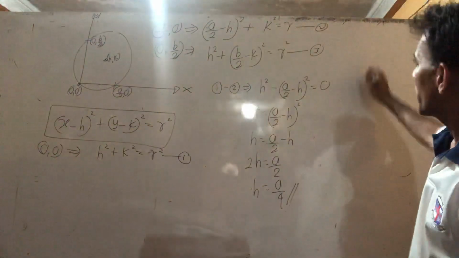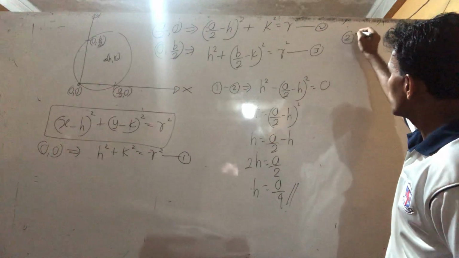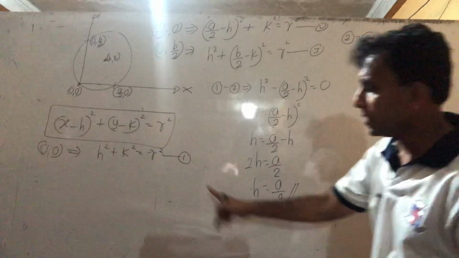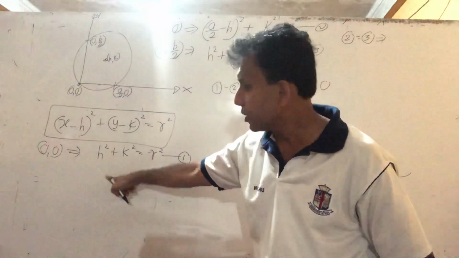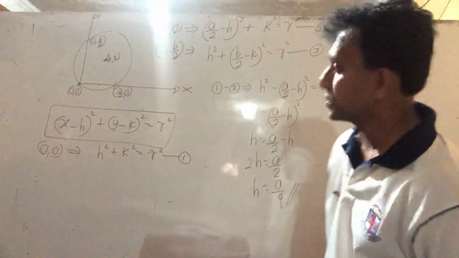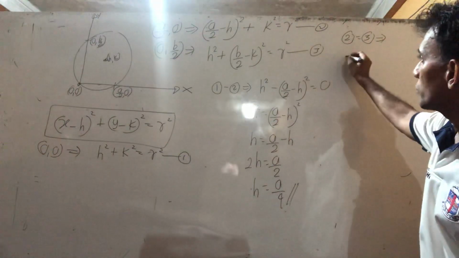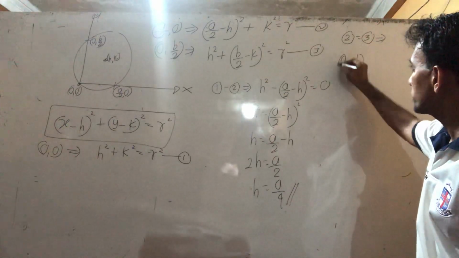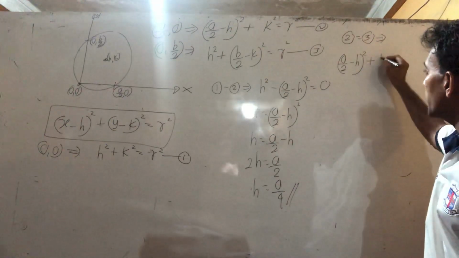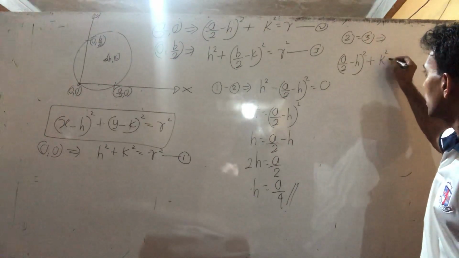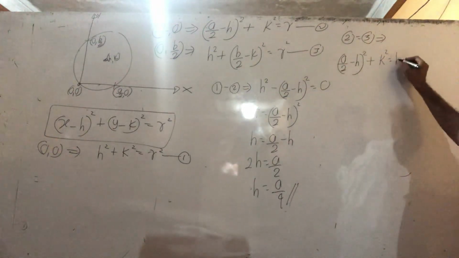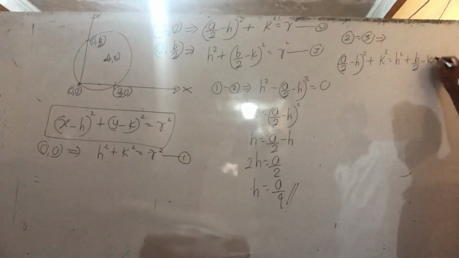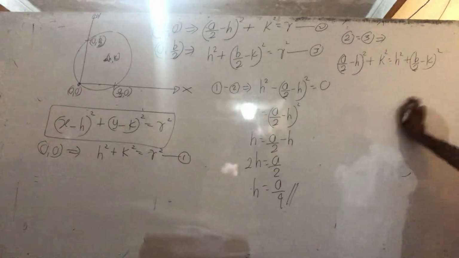So can I take 2 and 3 equal? 2 and 3 are equal. This is the radius answer. If you know h, if you know k, you have the answer for radius. So 2 and 3 are equal. So (a by 2 minus h) square plus k square equals the other one, h square plus (b by 2 minus k) all things square.